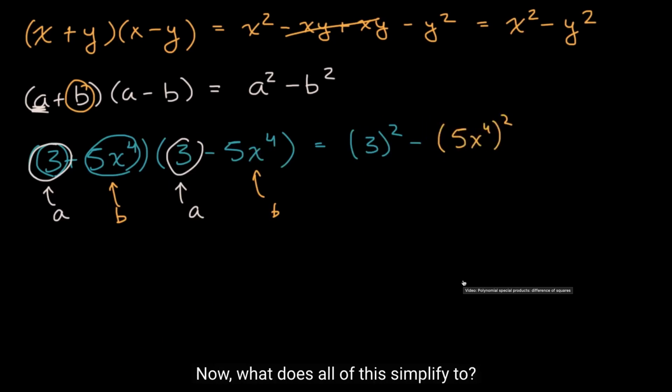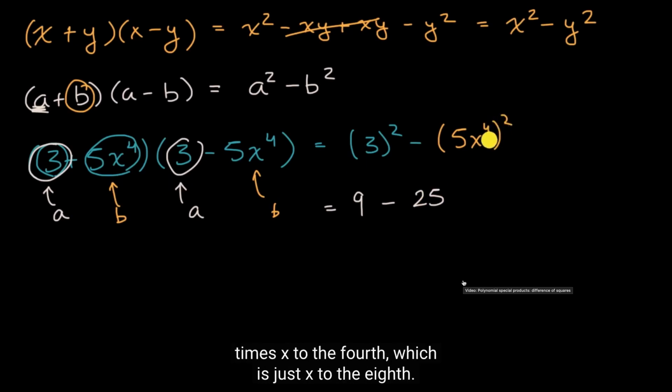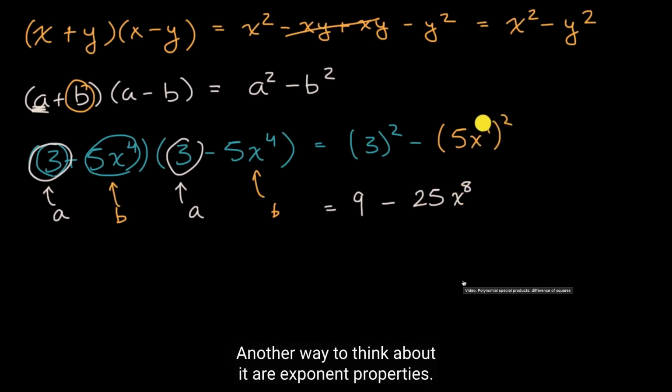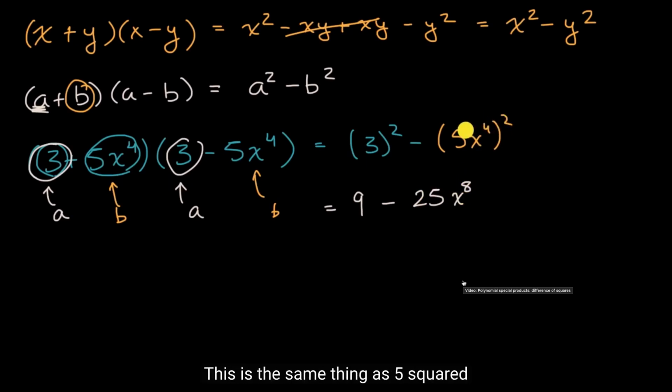Now what does all of this simplify to? Well, 3 squared is 9, and then minus 5x to the 4th squared. Let's see, 5 squared is 25, and then x to the 4th squared is just x to the 4th times x to the 4th, which is just x to the 8th. Another way to think about it is our exponent properties. This is the same thing as 5 squared times x to the 4th squared. If I raise them to an exponent and then raise that to another exponent, I multiply the exponents. And there you have it.